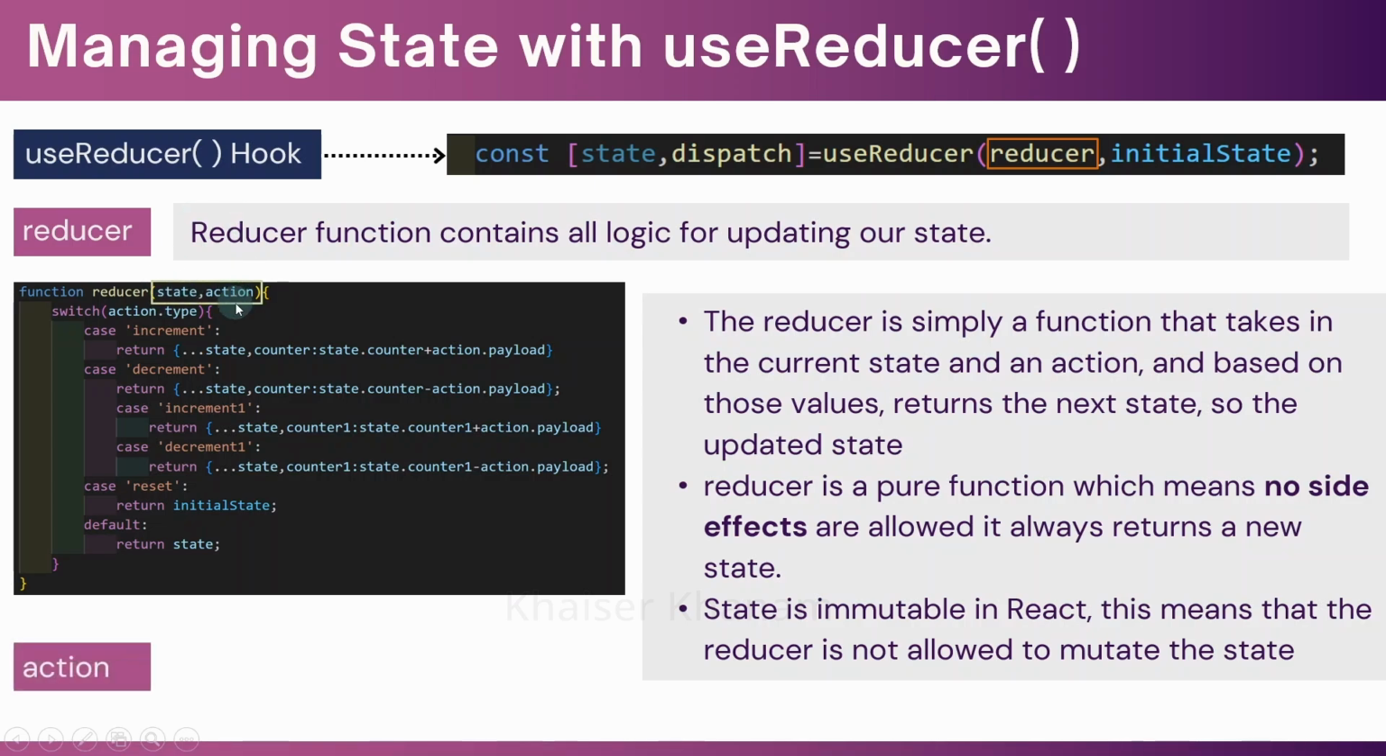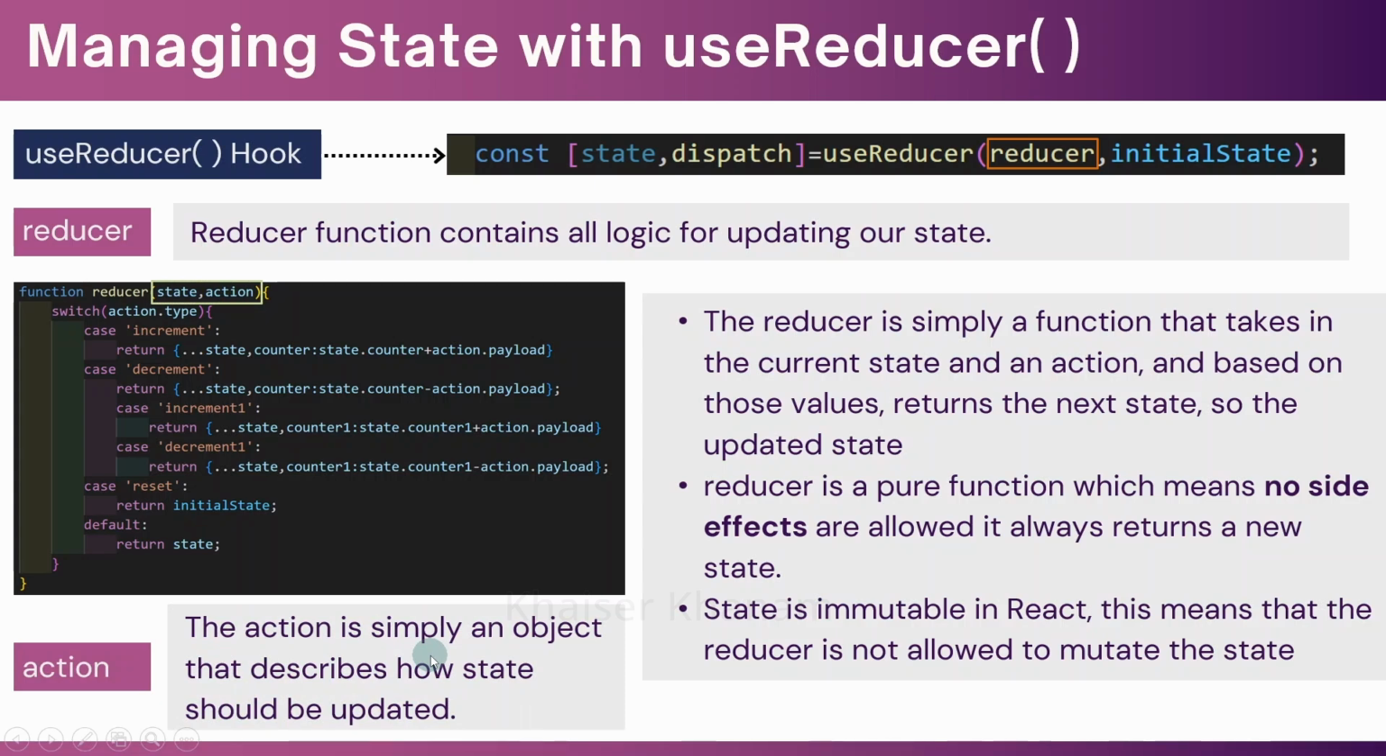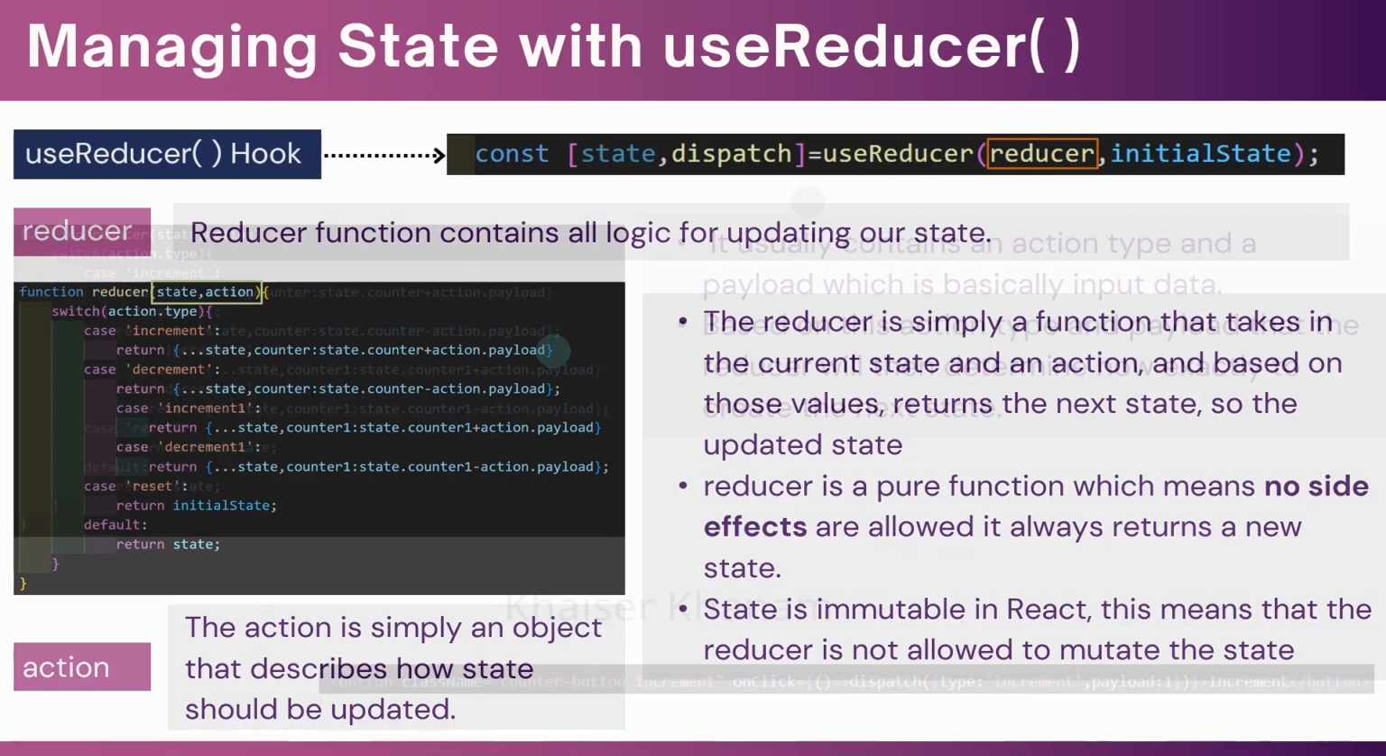Whatever initial state we have, we pass it here. And talking about action, it is simply an object that describes how our state should be updated. This action will be passed inside the dispatch function, and based on that action we perform the operation and accordingly return the new state, that is, our updated state.